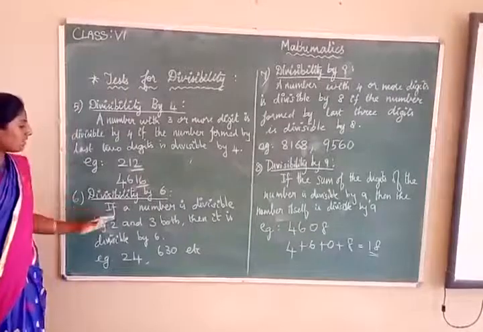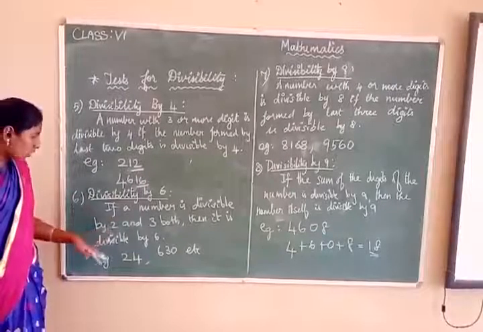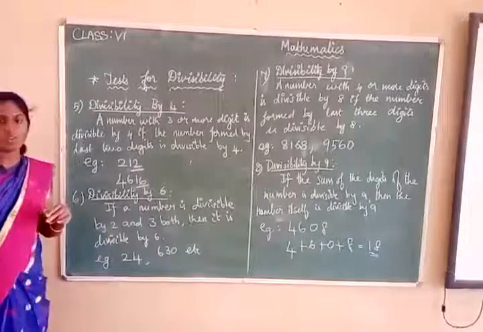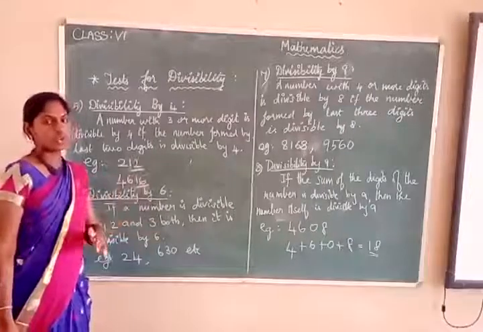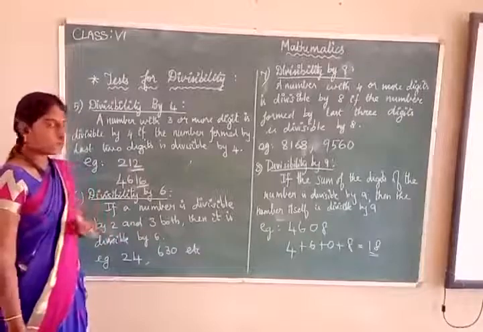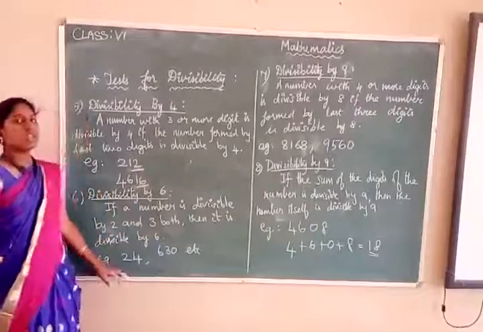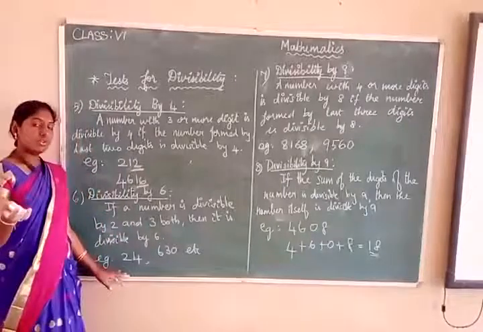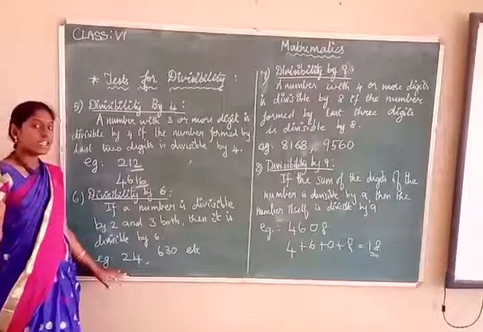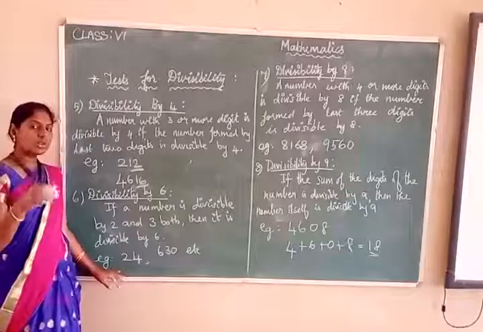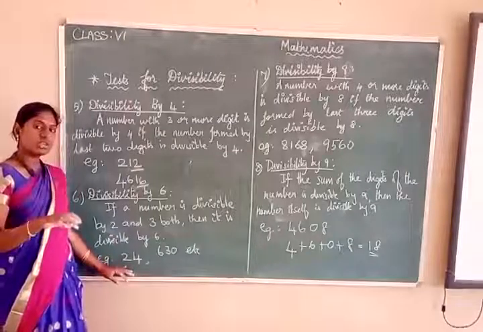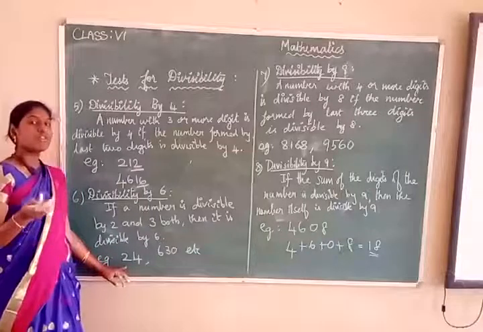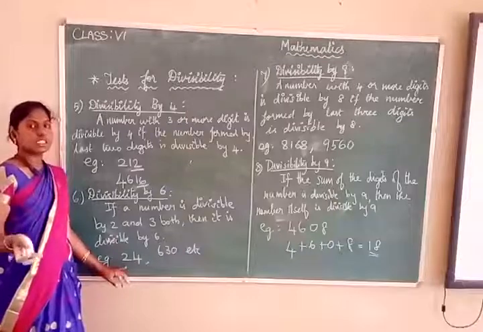Next, divisibility by 6. If a number is divisible by 2 and 3 both, then it is divisible by 6. So the number should be divisible by 2 also and 3 also. Then it is divisible by 6. Take the example 24. We know that 2 12s are 24 and 3 8s are 24. So it comes in the 2 table also, in the 3 table also. So 24 is also divisible by 6. Yes or no? 24 comes in the 6 table or not? Yes, 6 4s are 24.